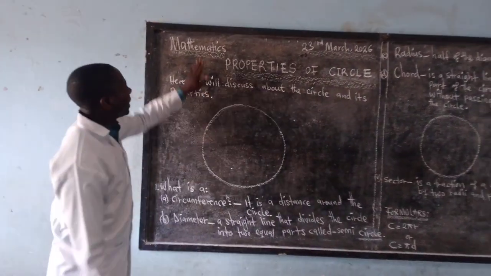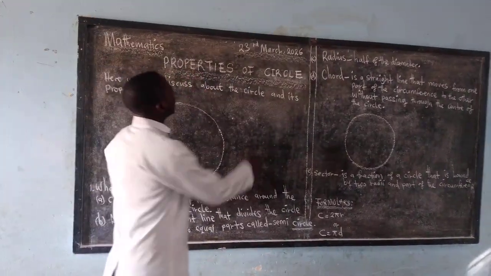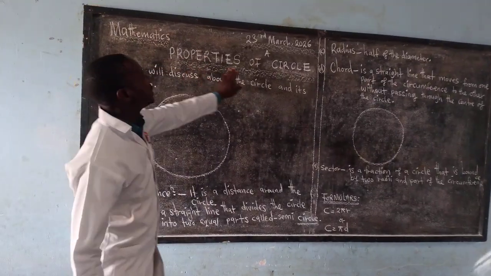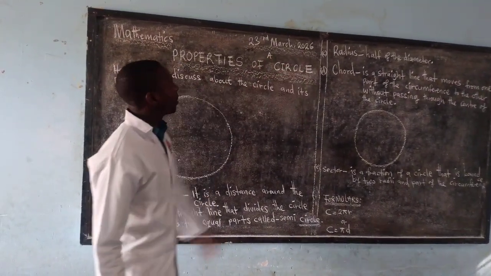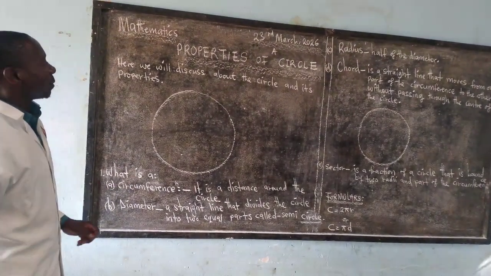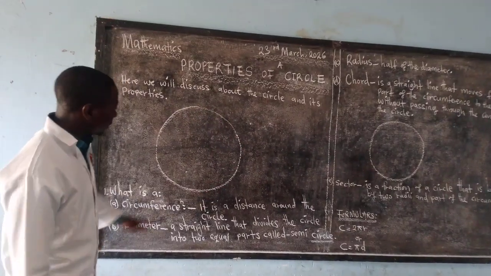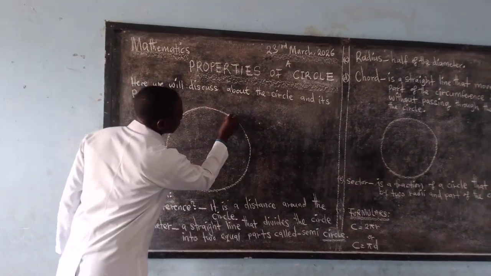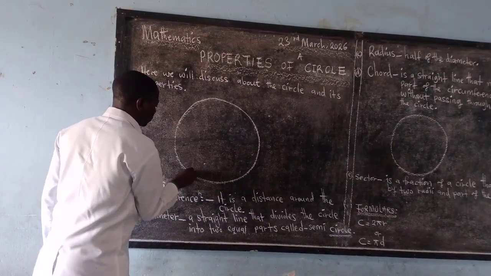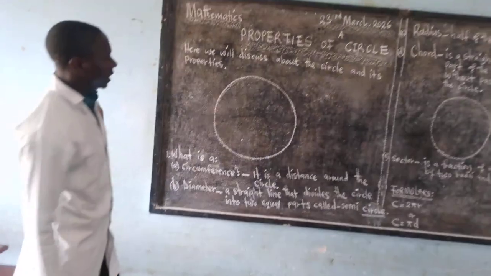We are going to learn mathematics under the topic properties of a circle. That's the topic for today: properties of the circle, or parts of the circle. This is the circle which you are seeing here. It has a lot of properties. Some of the properties we are not going to discuss, but some of them are here.